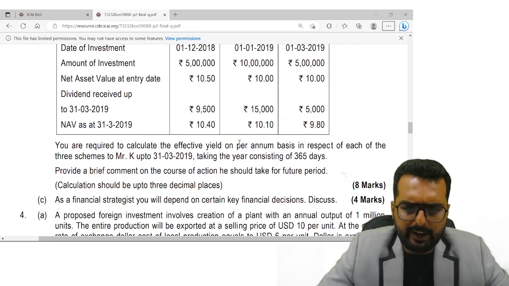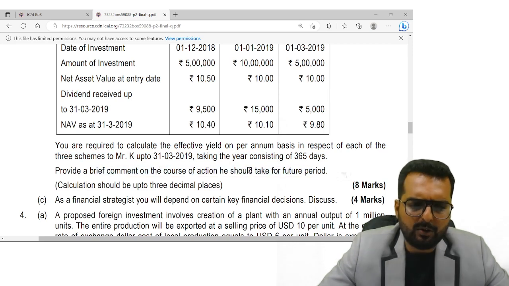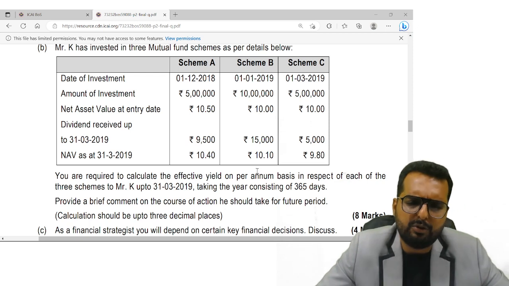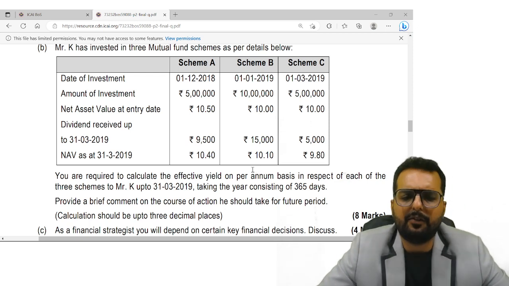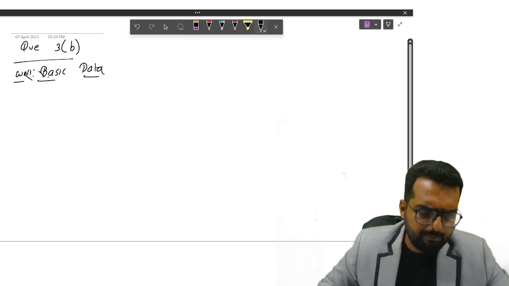From this, they want you to find out the yield per annum of the three schemes, taking the year as 365 days. And please comment on the course of action you should take for a future period. So basically, in future, what should he do? He should take the scheme that is giving him a better profit. Am I right? So what I'll do is, I think we don't need the basic data here.